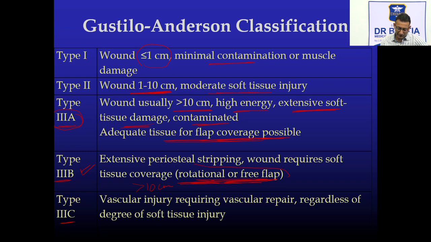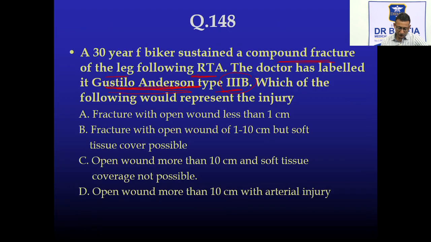We will definitely need some sort of a rotational flap or free flap. In type 3C injury, no matter whatever the injury is, the patient is going to have vascular injury. If the patient has got vascular injury, you label it type 3C fracture regardless of what soft tissue injury is there. So the choice A they have given is fracture with open wound less than 1 centimeter.